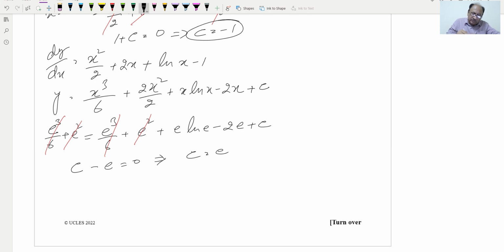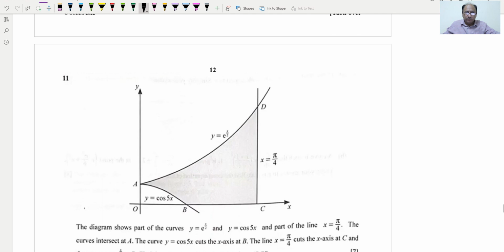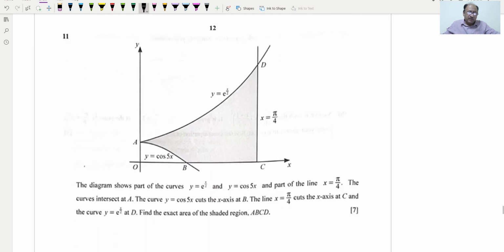So this is the value which we will be replacing in this one, and we will get y is equal to x cubed by 6 plus x squared, because the 2 and 2 are cancelled, plus x log x minus 2x plus e, and this will be our final answer for this question. Hopefully you got this.